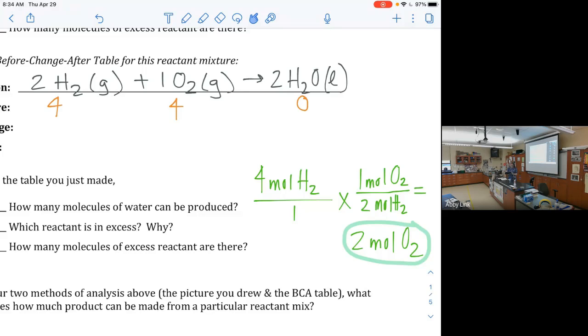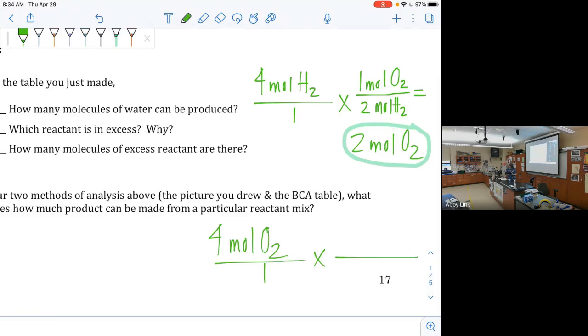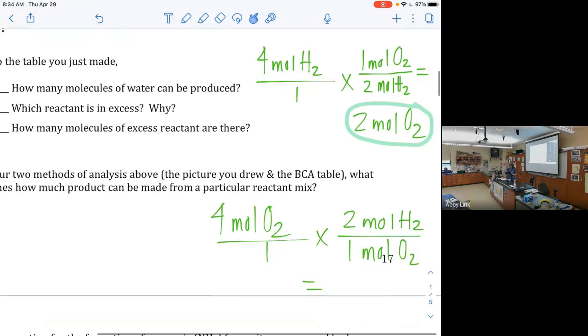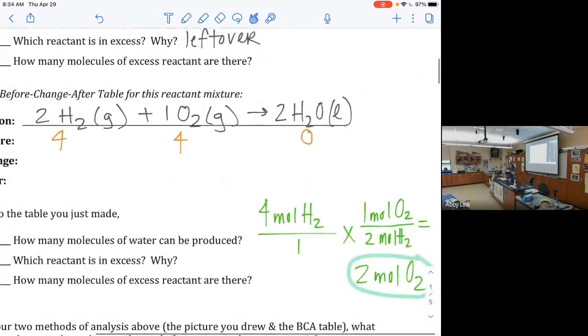Now, what would happen if I did the reverse? What would happen if I said, if I want to use up all of my oxygen gas, I would have 2 moles of H2 on the top, 1 mole of O2 on the bottom. What do I end up with there? 4 times 2 gives me 8 moles of H2. So I'm going to ask you the same question. Do you have 8 moles of H2 available to you? No, you only have 4 moles of H2.